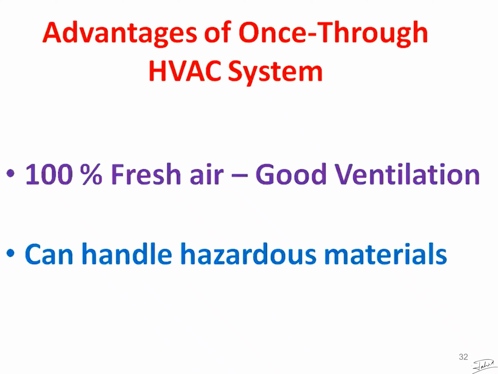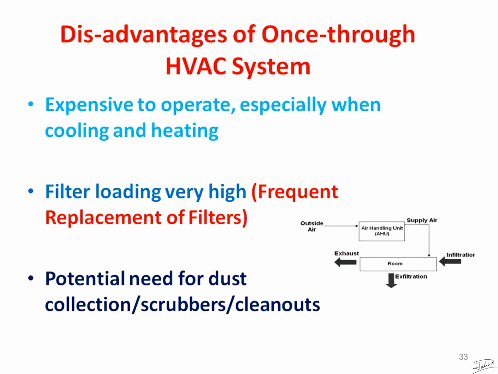So let's see what are the advantages of once through HVAC system. We can see here that it gives 100% fresh air and it can handle hazardous materials, because you are getting fresh air from the atmosphere and it's not recirculated air. However, there are a number of disadvantages of this system. For example, these are expensive to operate, especially when cooling or heating, because you are just using the outside air. It will be very costly.